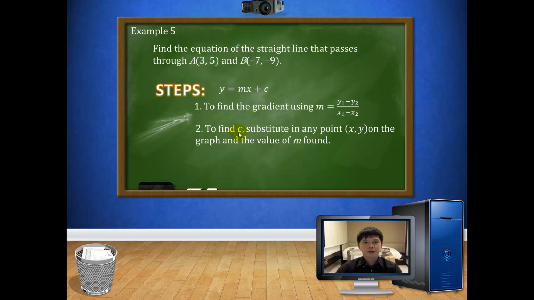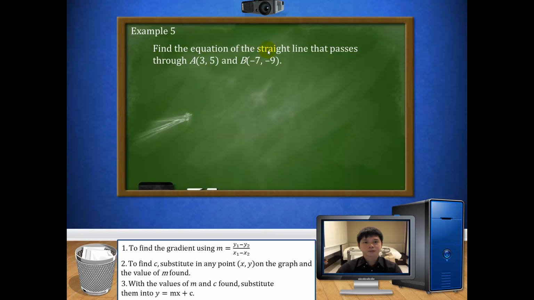Then we will find the value of c. To do so, we will substitute in any point (x, y) on the graph and the value of m found. In this case, we can substitute in the point (3, 5) or the point (-7, -9) together with the value of m found in part 1. Finally, with the values of m and c, we will substitute them back into the gradient-intercept form to get the equation of the straight line. Well, this can be better seen by looking at this example 5 here.